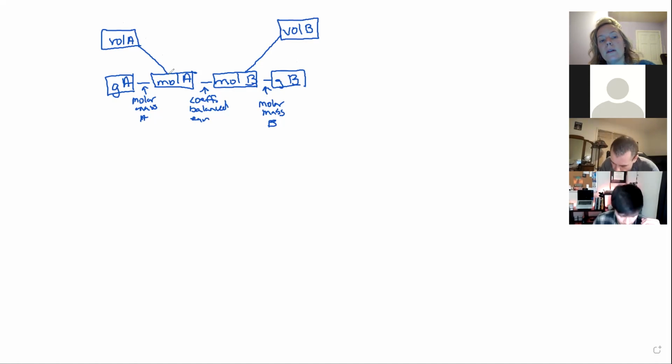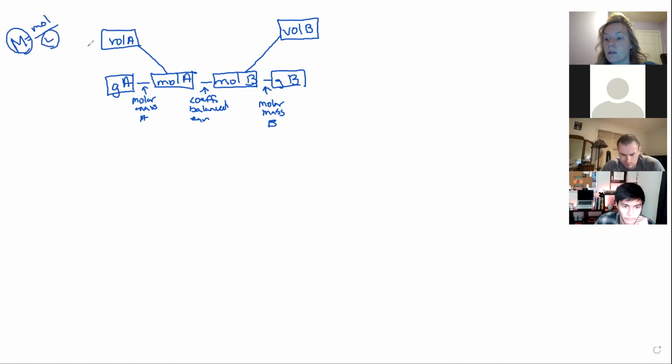Now, how does volume and mole relate to each other? These two things relate to each other by molarity. Okay, molarity equals mole over liter. If you know your volume in liters and you know your molarity, you can solve for mole. So on this limb here, let's put molarity, specifically molarity of whatever material A is. It has to be directly related to that. And then over here, let's put molarity of B.